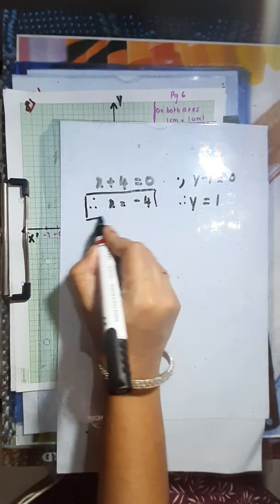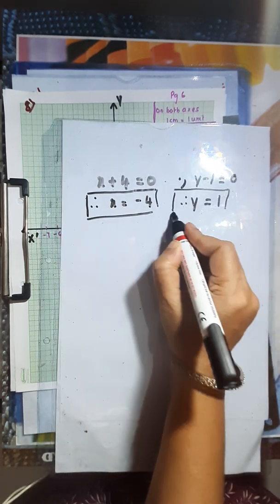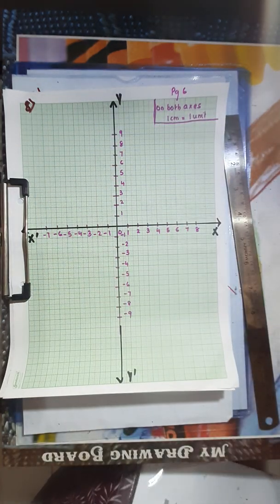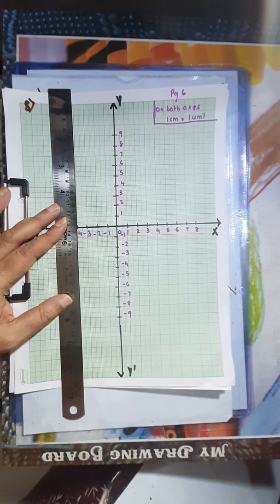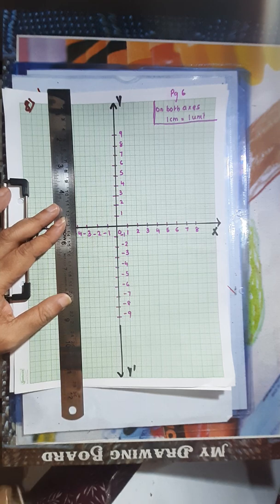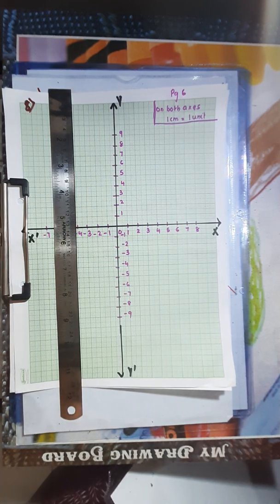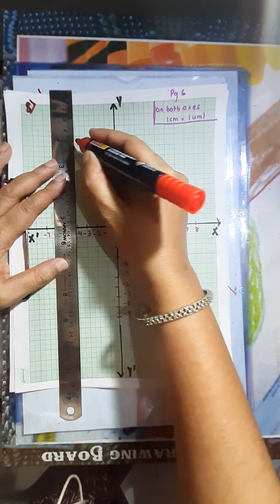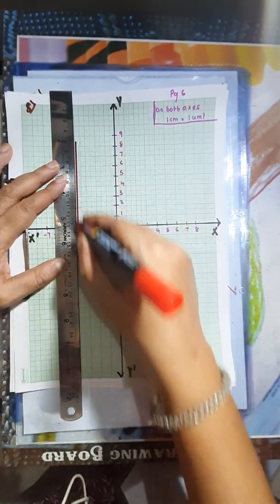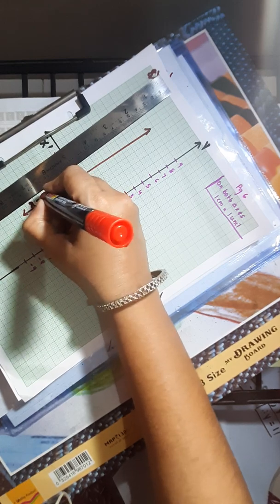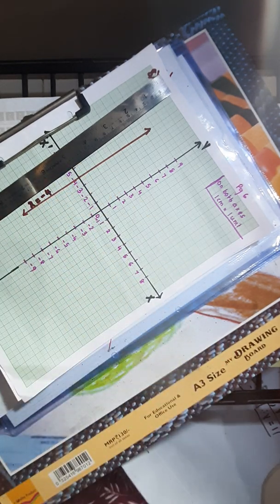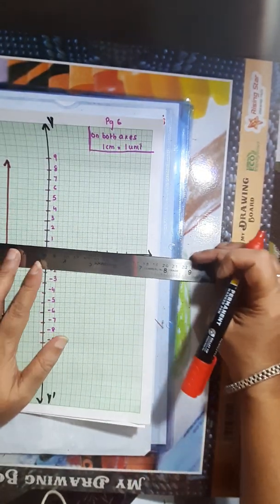Okay, where do these two meet? Let us see. So x is equal to minus 4. Let's draw this. X is equal to minus 4 means it cuts the x-axis at minus 4. We'll do this with red and the other pair we'll do with black. Okay. So x is equal to minus 4. The next equation is y is equal to 1. Y is equal to 1 means it cuts the y-axis at 1.